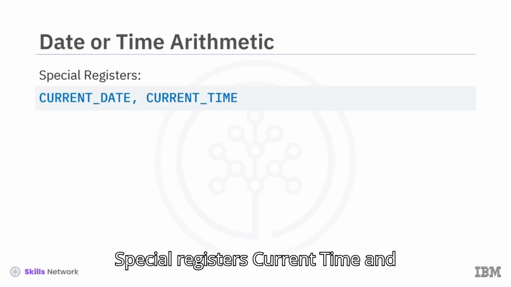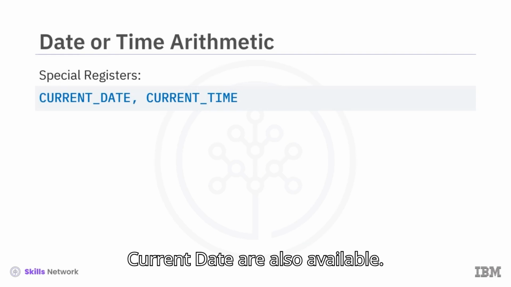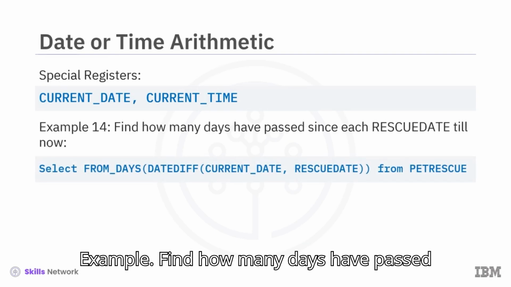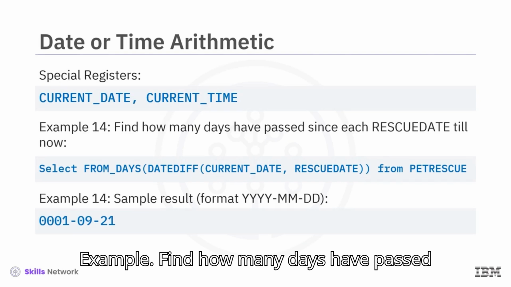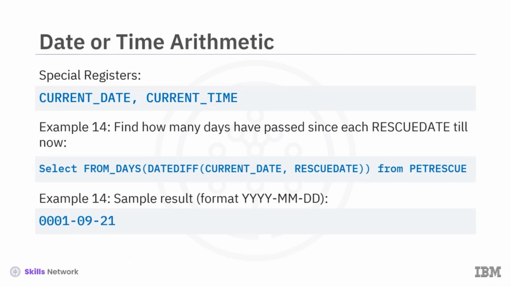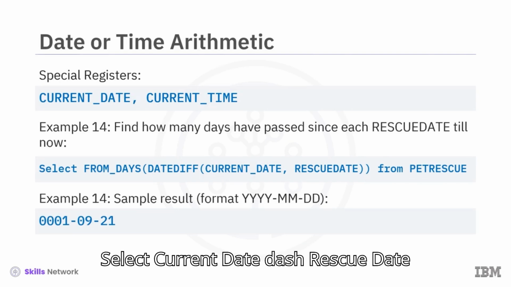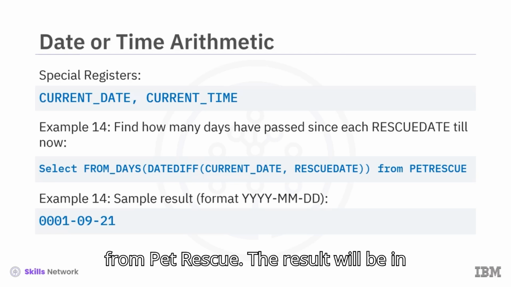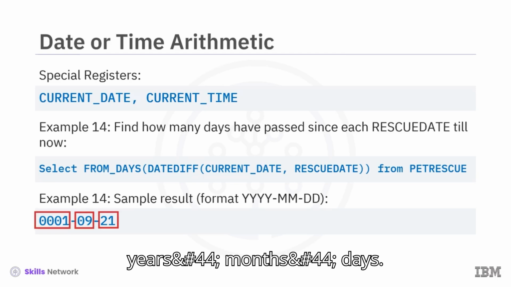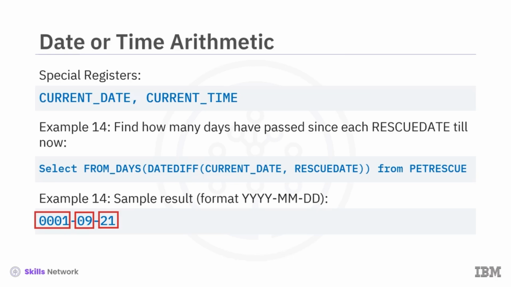Special registers, current time and current date, are also available. Example: find how many days have passed since each rescue date till now. Select current date minus rescue date from pet rescue. The result will be in years, months, days.